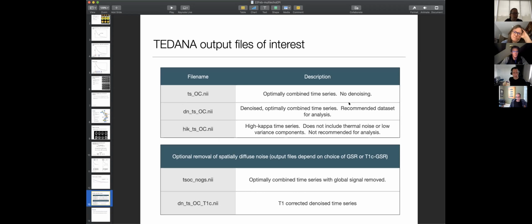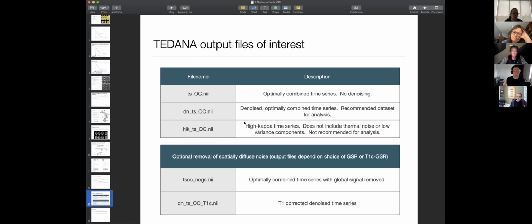The one that they recommend is the denoised time series. This is the one that's been optimally combined, been through the PCA and been through the ICA. And right now, according to everything I've read on the Tadana website, this is the one they recommend if you're going to be running first and second level analyses.